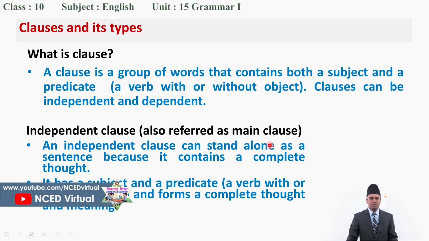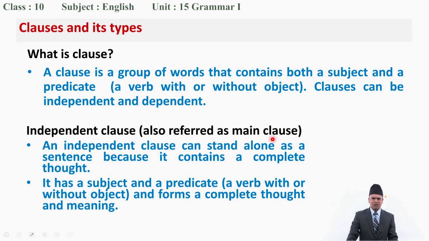Independent clause is called main clause, or it is also called principal clause. An independent clause can stand alone as a sentence because it contains a complete thought. You understand? An independent clause gives a complete meaning, complete sense. It has a subject, it has a verb, it has an object as well, and it can give a complete thought or complete meaning. That is called independent clause.